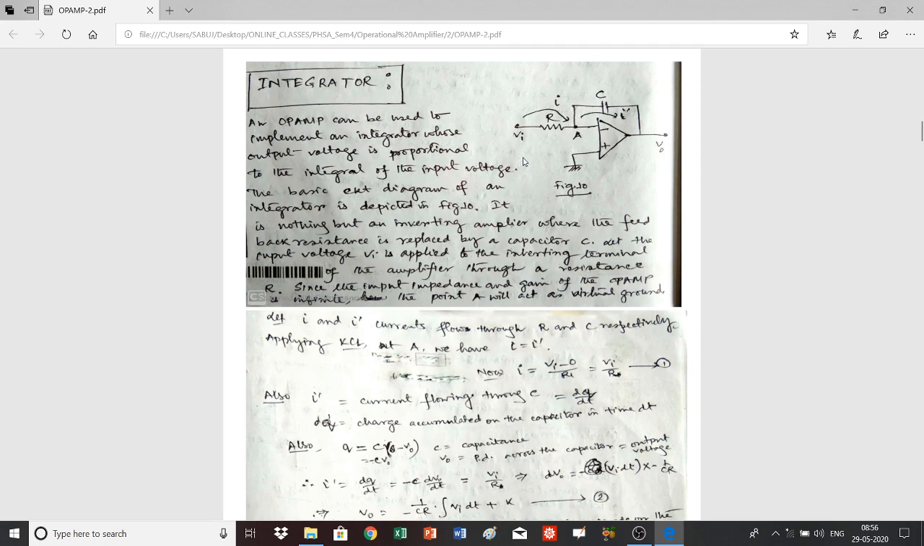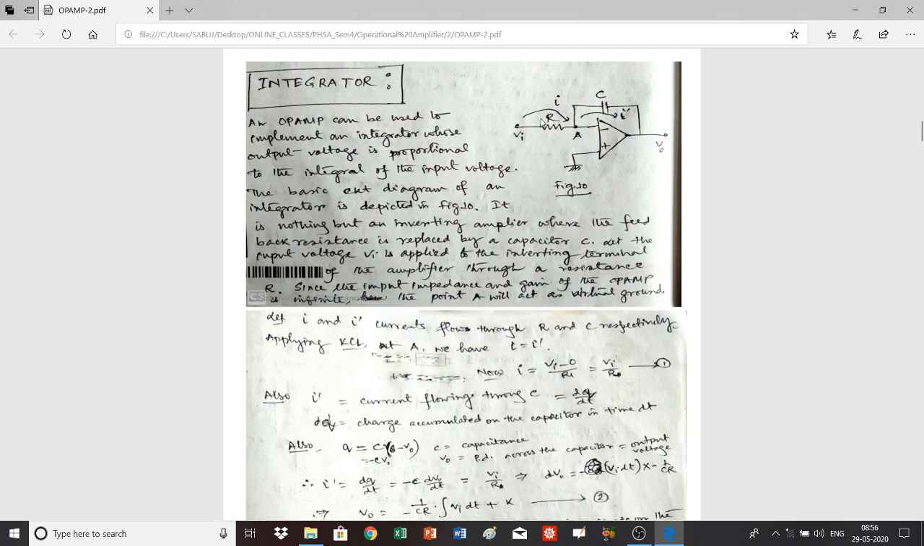Now you know that the input impedance of an ideal op-amp is infinite, and the output impedance is 0. So from this concept, you can easily understand that the point A will act as a virtual ground, since no current will be passing through the op-amp. Also you understand from this figure that the current passing through the resistance R will be the same as the current flowing through the capacitor.